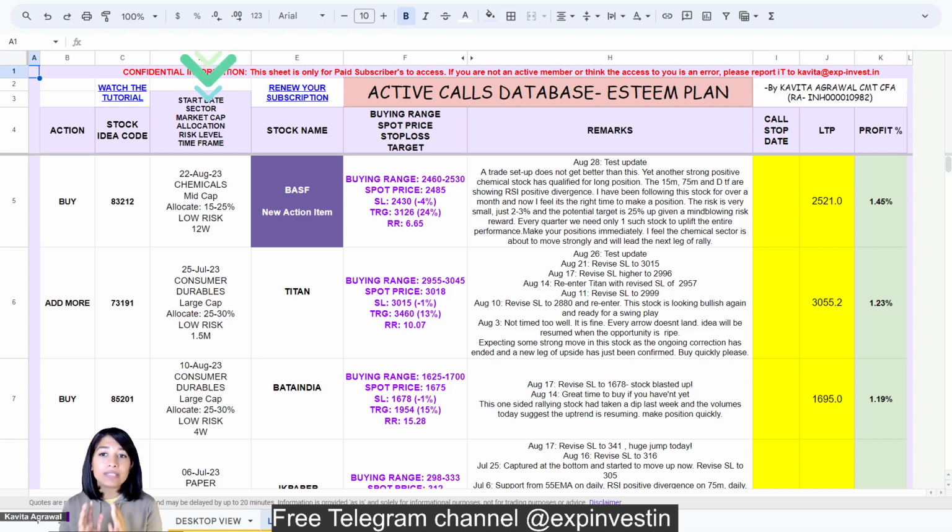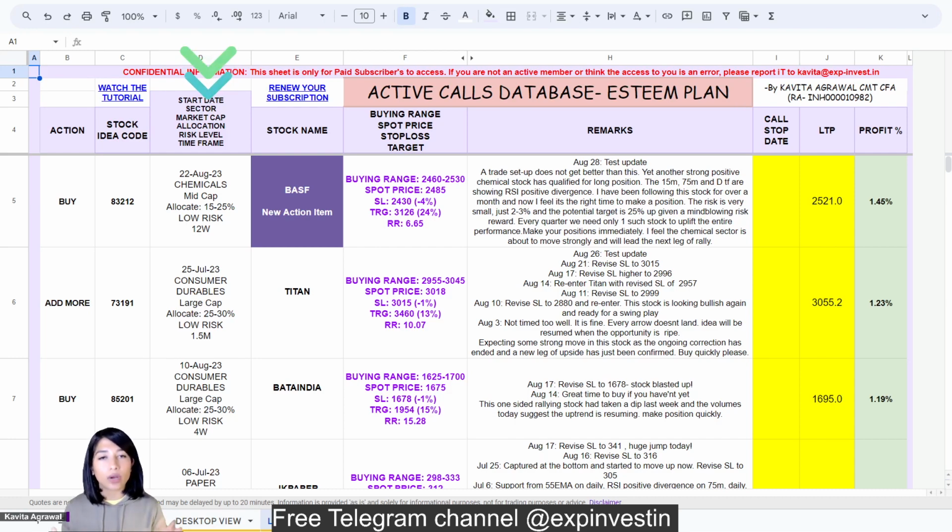The last is the time frame, which tells you what is the expected horizon for which you will need to hold this stock. Usually our recommendations are for a time period of starting 2 weeks. So we don't give recommendations less than 2 weeks, and it can go as high as 24 weeks also. Sometimes we also give holding period.